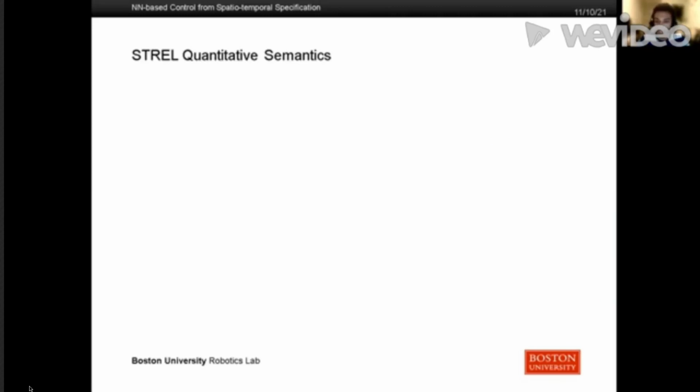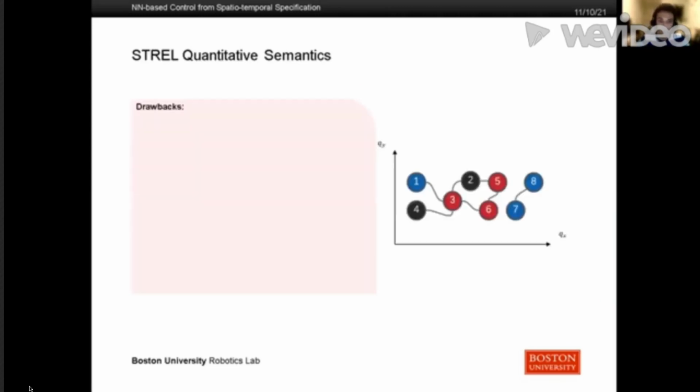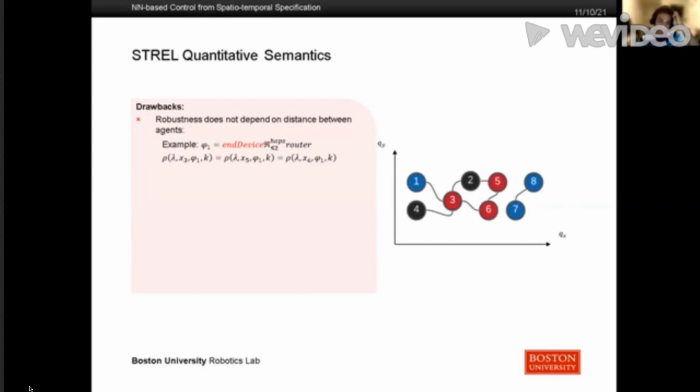We'll start by discussing the limitations of the original semantics we just saw. First, robustness does not depend on the distance between agents. For example, the formula "end device reaches a router within 2 jumps" will have the same robustness score for agent 3, agent 6, and agent 5, even though agent 5 reaches the router within 1 step and agent 6 reaches it within 2 steps. But if we have, for example, Euclidean distance and we want the agents to be as close as possible to the router, we need to capture the distance in the robustness.